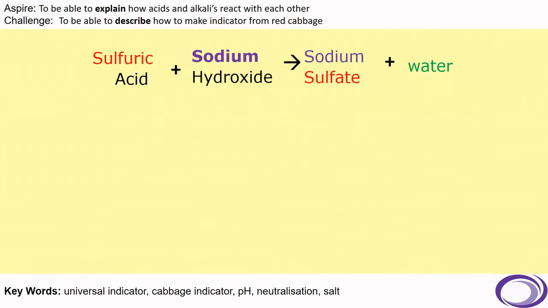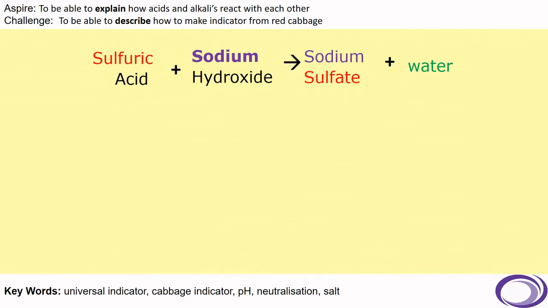So how do we know what salt we are forming? Now, I said earlier that the name of the salt depends on the acid and the alkali you are using. So in the example you can see at the moment, if sulfuric acid reacted with sodium hydroxide, the salt we would form would be sodium, and that part of the name comes from the alkali, sulfate. The second part of the name comes from the acid, and we would form water.